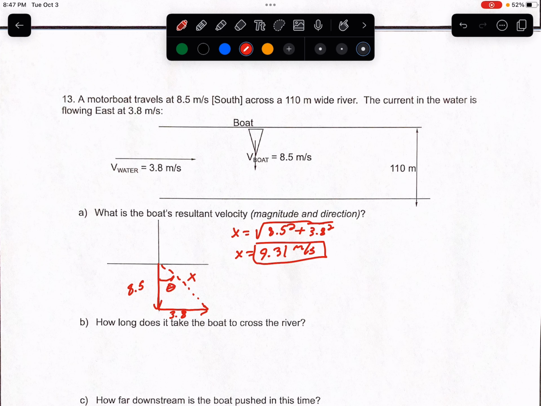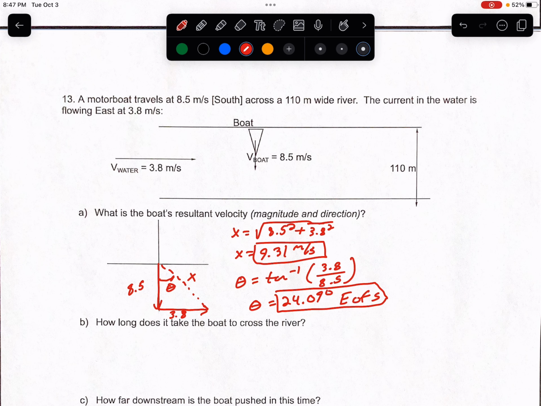Angle, so we're going to find the angle now. If I ask for direction, you need angle and direction. So I'm looking for the angle. I know my opposite and I know my adjacent, so we're going to do the inverse tangent. Opposite is 3.8 over your adjacent, which is 8.5. You're going to get an angle of 24.09 degrees. I'm touching the south line and going east of it, so it's going to be east of south. That is your angle if you did a triangle like mine.